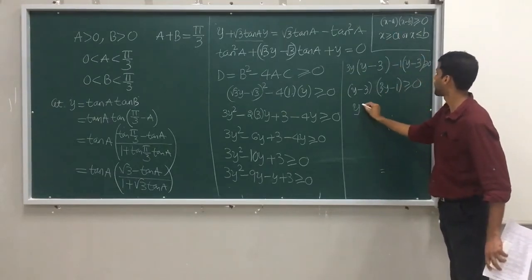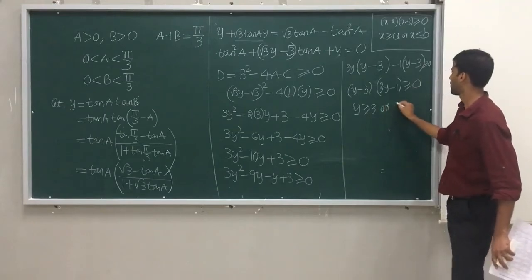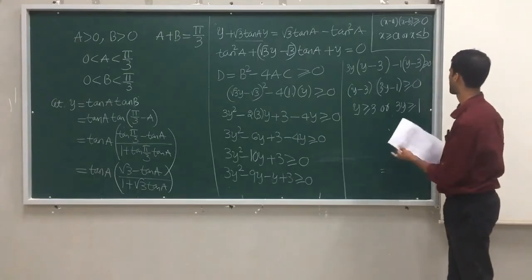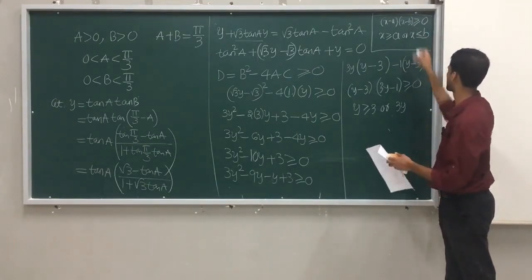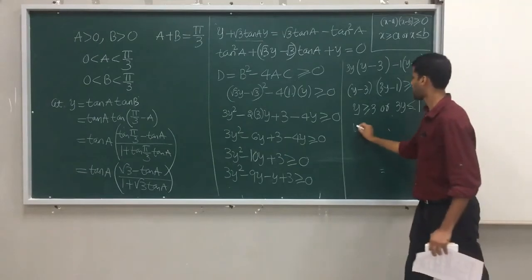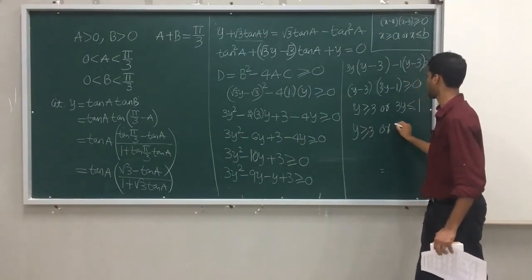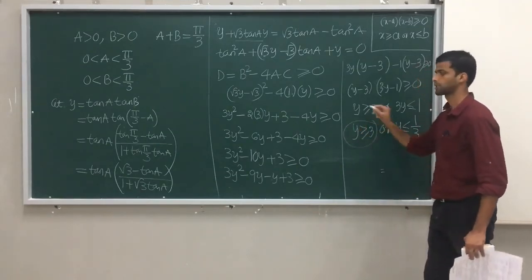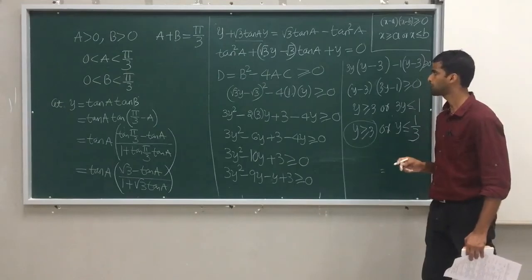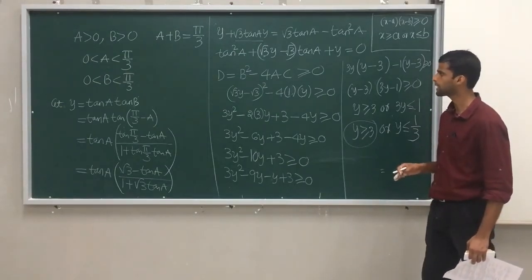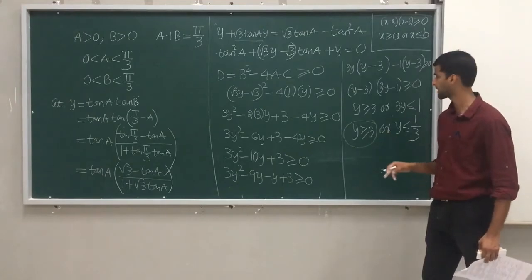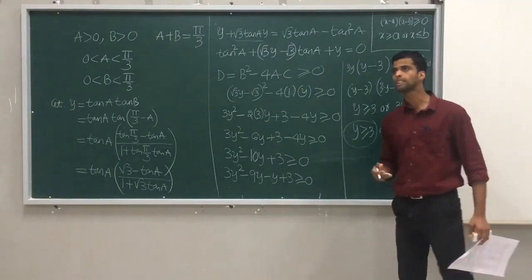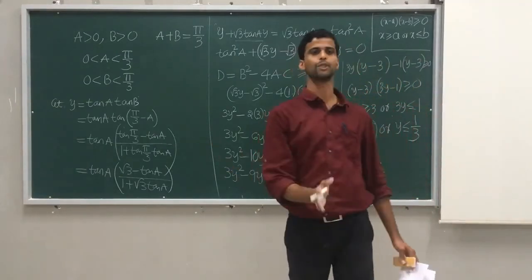Therefore, I will take y is greater than or equal to 3 or 3y is less than or equal to 1. Y greater than or equal to 3, or y is less than or equal to 1 by 3. This is never possible, because if you put tan pi by 3, what is tan pi by 3 answer? Root 3. Root 3 means what? Root 3, root 4 means 2. Root 3 is less than 2, 1 point something.